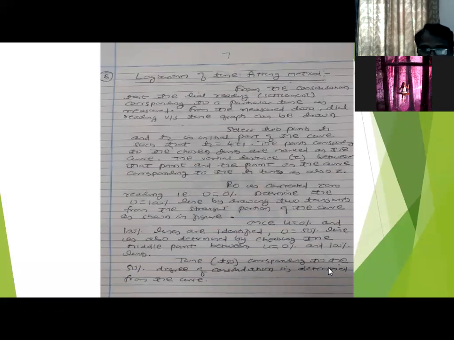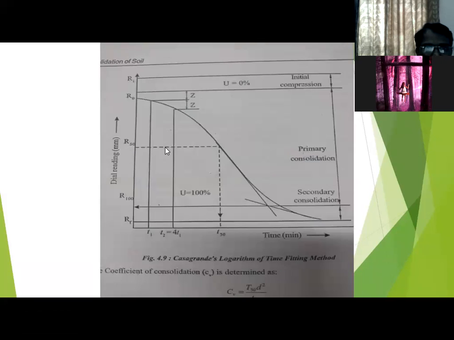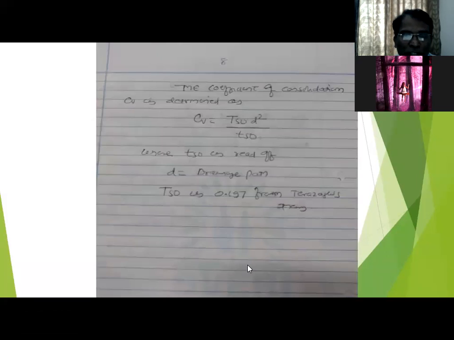The time T50 corresponding to 50% is determined from the curve. Extend the line to a point on the curve and take a horizontal. So this point is T50. The coefficient of consolidation Cv is determined by T times D squared by T50.